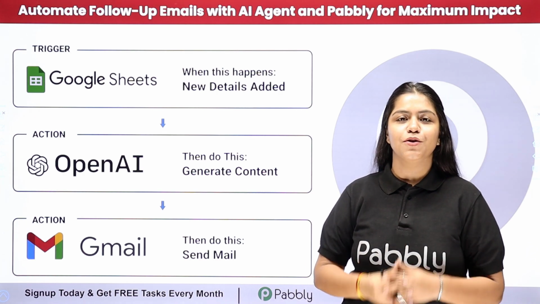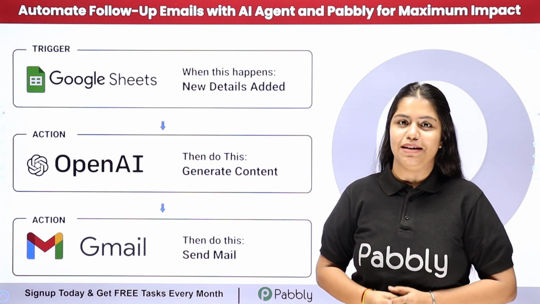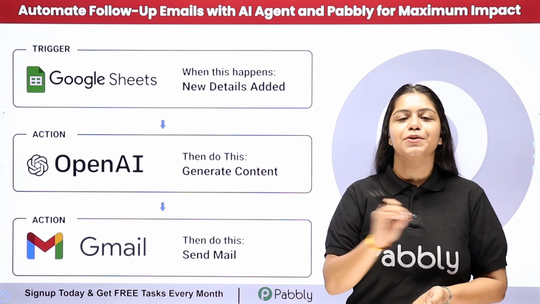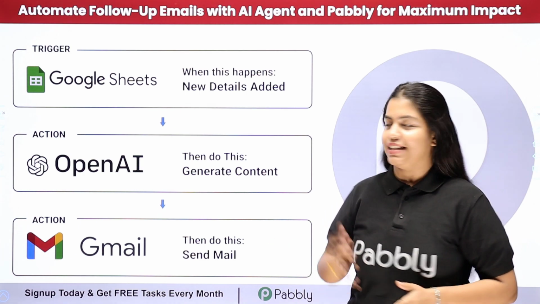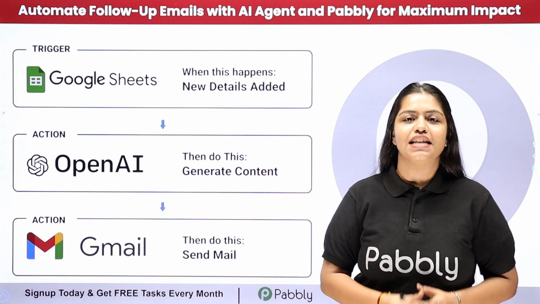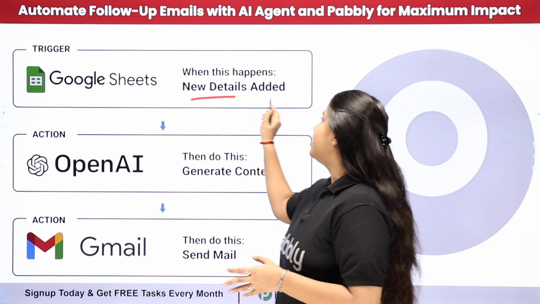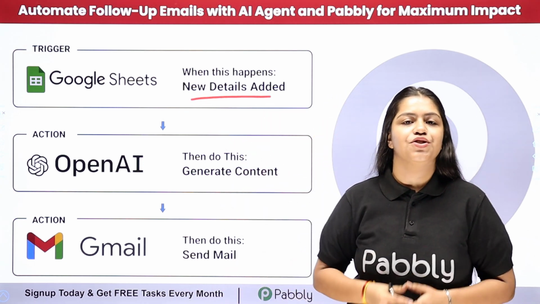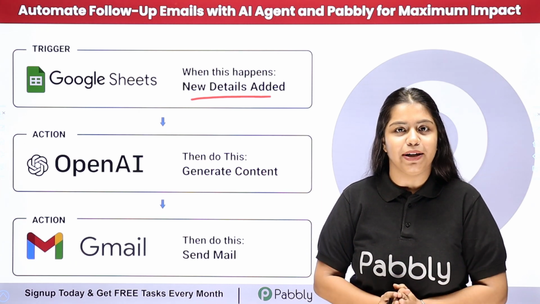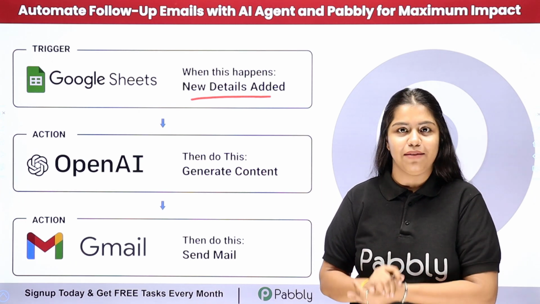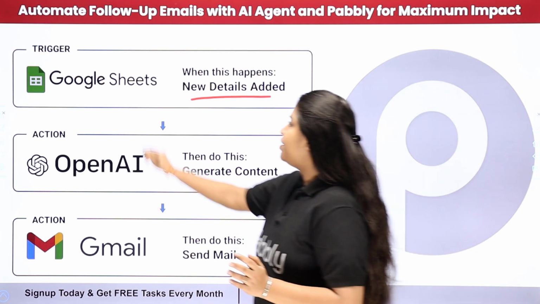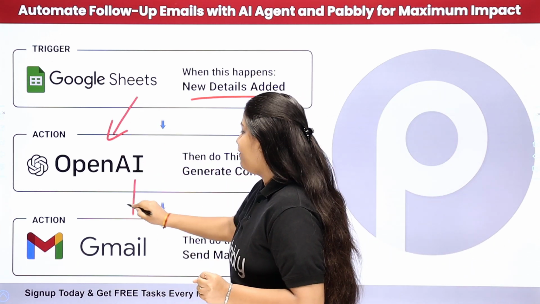So like you, I also used to manually send the follow-up emails, but this is such a time-consuming and tedious task. So to solve this problem, I've simply created this amazing automation where, as soon as I add the details into my Google Sheets, automatically my AI agent is going to generate me the email content, and further using that same email content we are just going to send the follow-up emails to everyone.